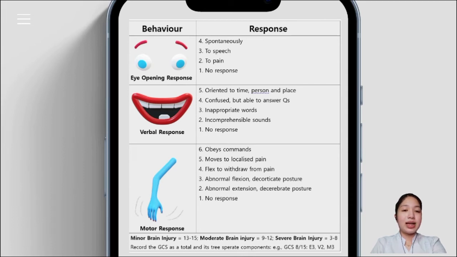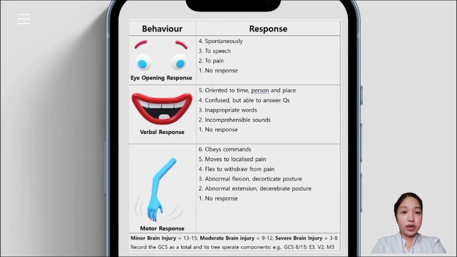Score number 4 is classified as flexion withdrawal from pain. It means flexion of elbows, supination of forearms, flexion of wrists when supraorbital pressure is applied. Pulls the body part away when the nail bed is pinched. Score number 3 is classified as abnormal flexion, decorticate posture. Flexor posturing, adduction of arm, internal rotation of shoulder, pronation of forearms, flexion of wrist, decorticate response.